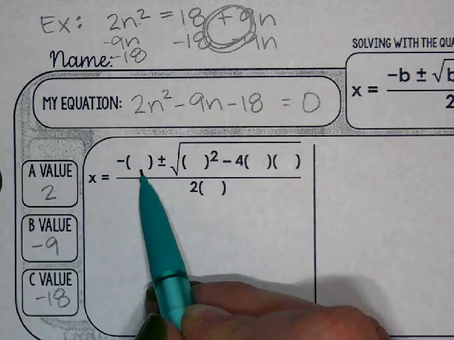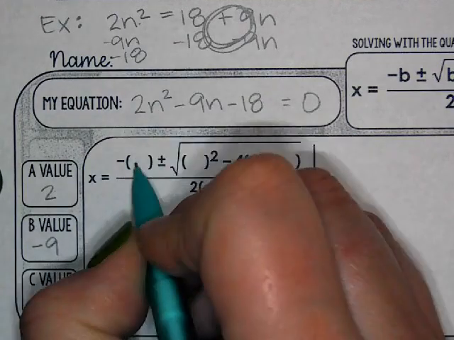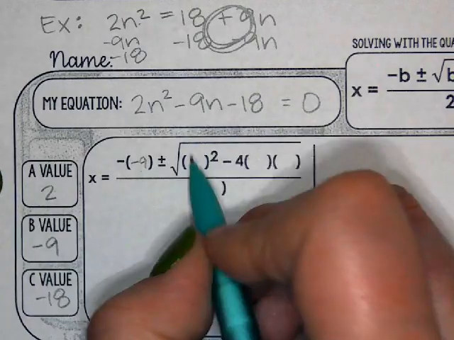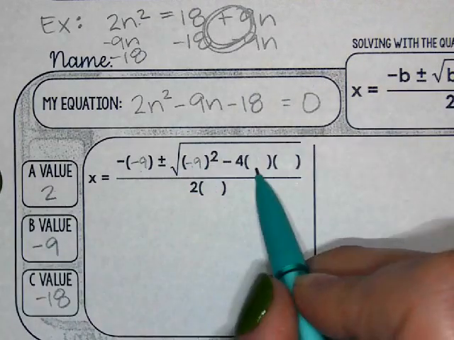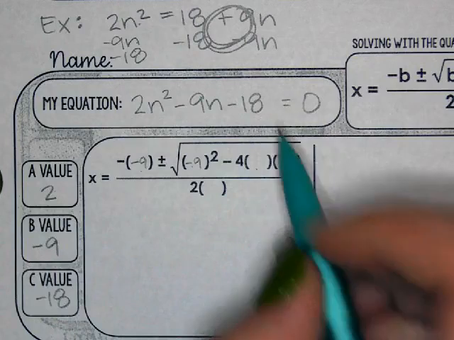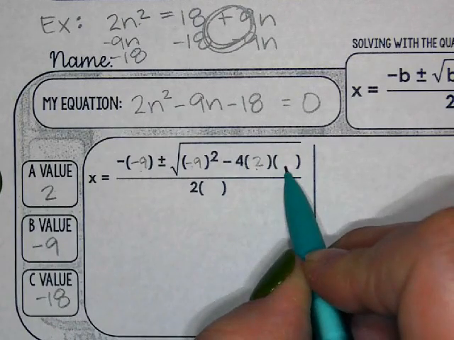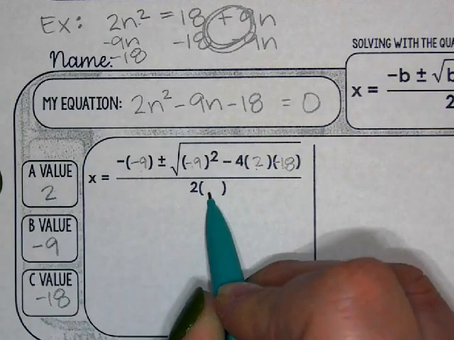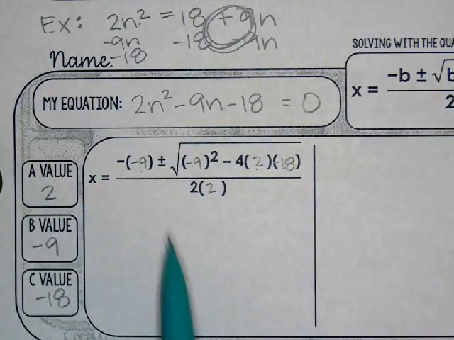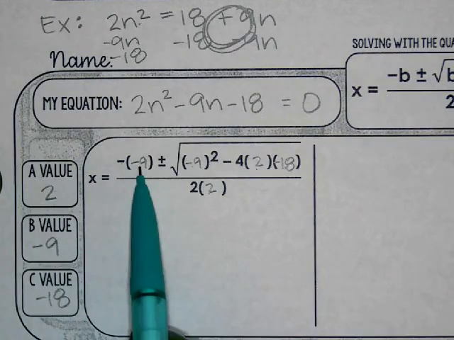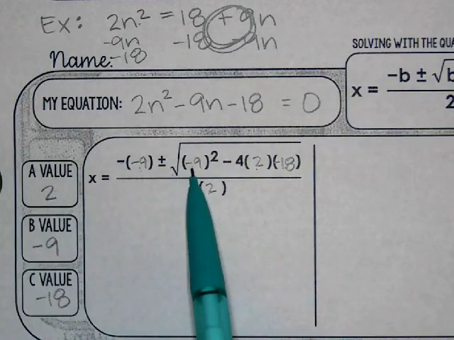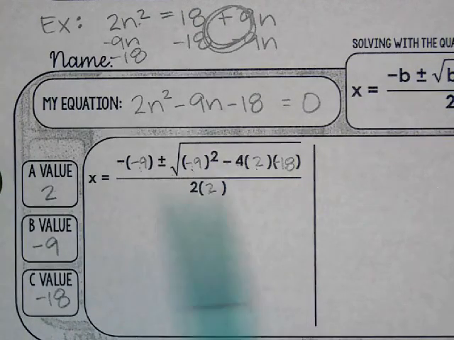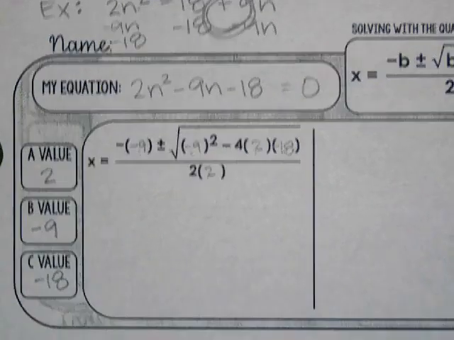What goes here? Negative 9. Okay, what goes here? Negative 9. All right, what goes here? 2. And here? 2. So we have negative b plus or minus square root of b squared minus 4 times a times c, all divided by 2a.